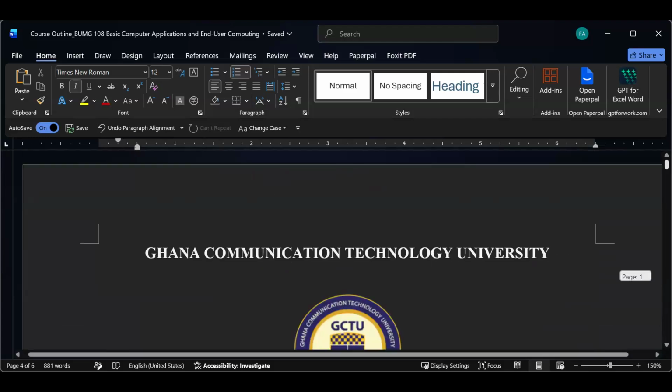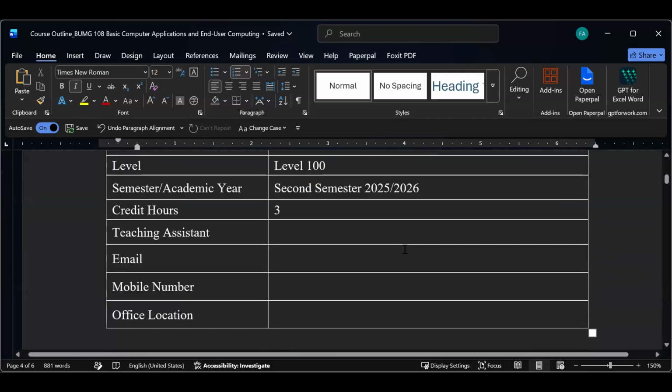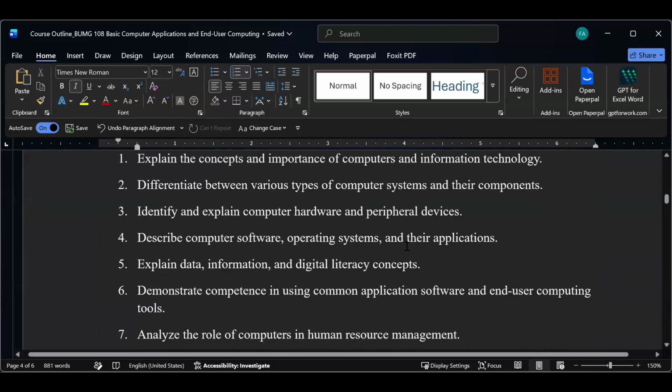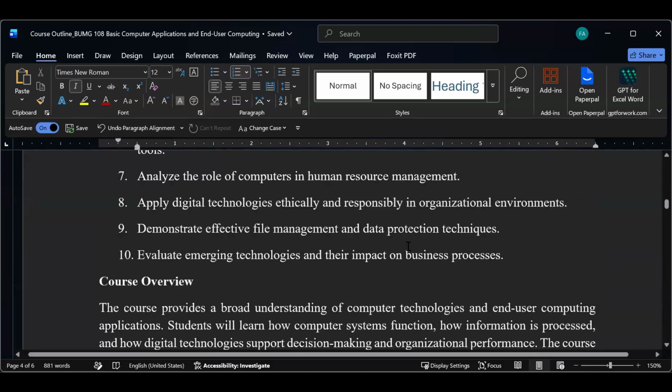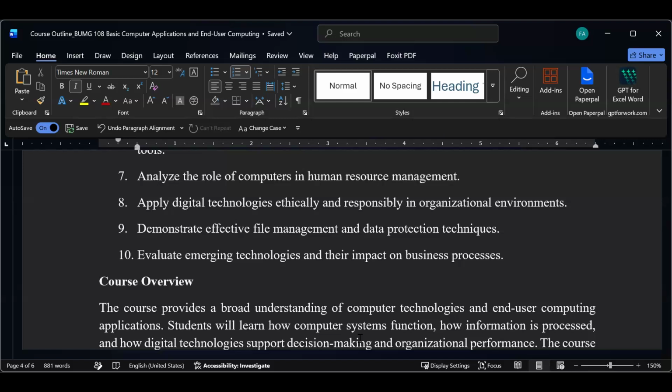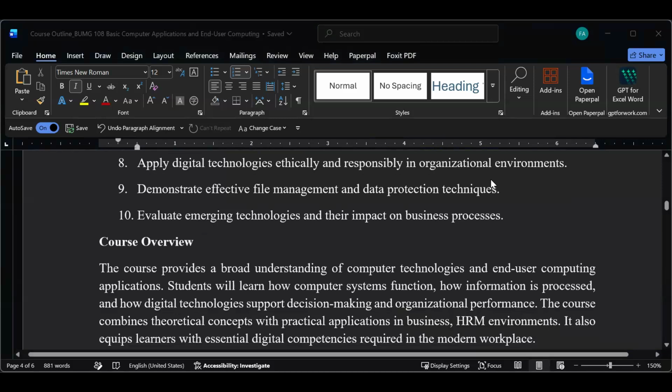We've gone through the course outline for 30 minutes. I think it's enough. Any questions on this? Any observations? Any comments? Yeah, Abraham, classroom, any comments? Yes, please.